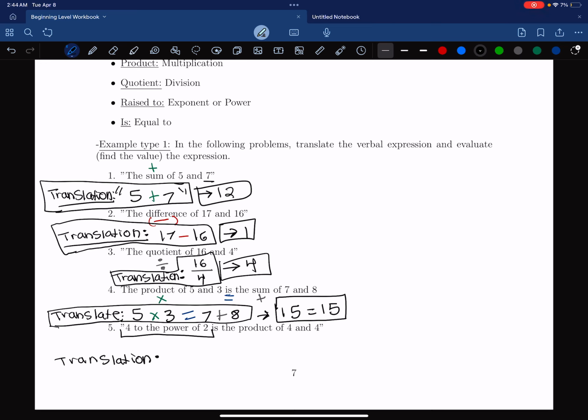As we've seen, is means equals. And then the product means multiplication. And we have 4 and 4. So we just have 4 times 4. And there you go. That is our translation. And then when we evaluate this, 4 squared is just 4 times 4, which is 16. And 4 times 4 is 16. There you go.